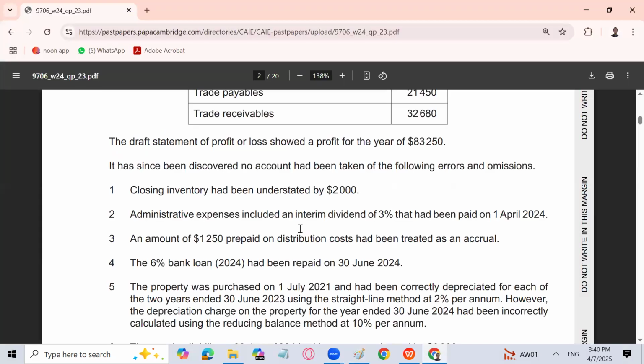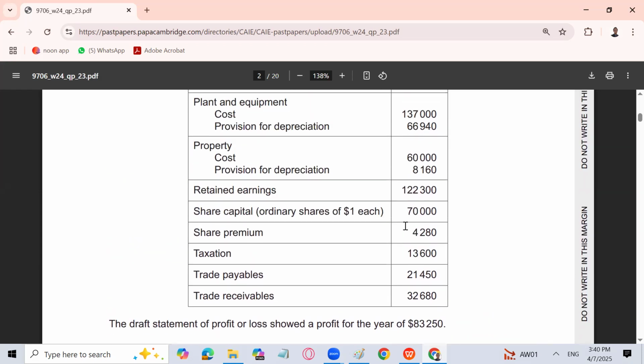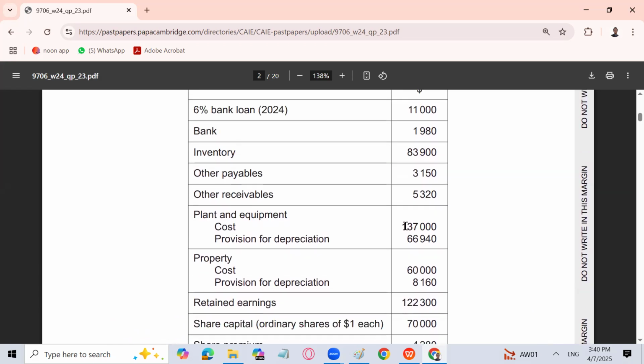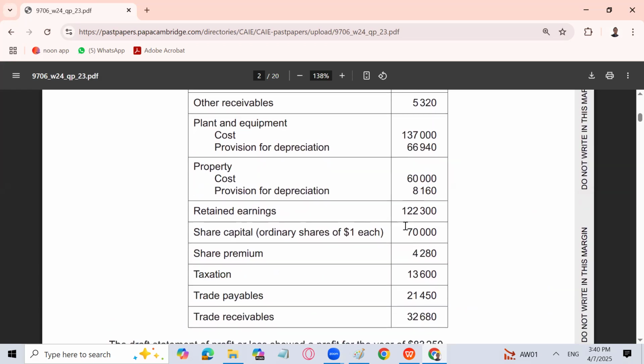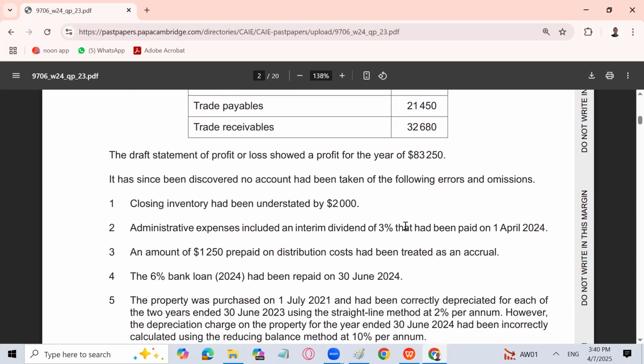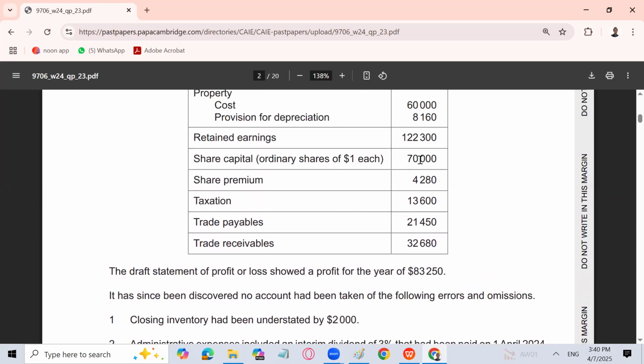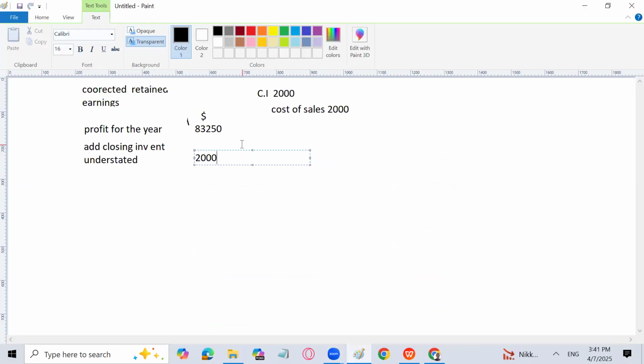Next, administrative expenses include an interim dividend of 3% that had been paid on 1st April 2024. Now he has said that admin expenses include it. Admin expenses are not given, but he has told us that admin expenses include an interim dividend of 3% paid on 1st April. So what is the amount of share capital? 70,000. 3% of 70,000 is 2,100.